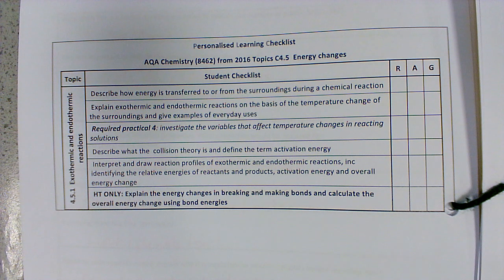And finally, what we need to be able to do is calculate the energy change of a reaction using the energy of the bonds, okay, the energy of the bonds in the reactants and the energy of the bonds in the products, and using those values to calculate the overall energy change of the reaction. Okay, but that is it. It's a nice short topic and we should be able to get through it reasonably quickly.